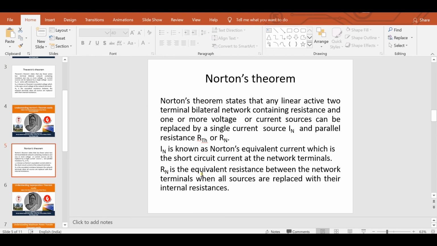See the Norton theorem statement. Norton theorem states that any linear active two-terminal bilateral network containing resistance and one or more voltage or current sources can be replaced by a single current source In and parallel resistance RTH or Rn. In is the Norton's equivalent current, that is short circuit current, and Rn is the equivalent resistance.